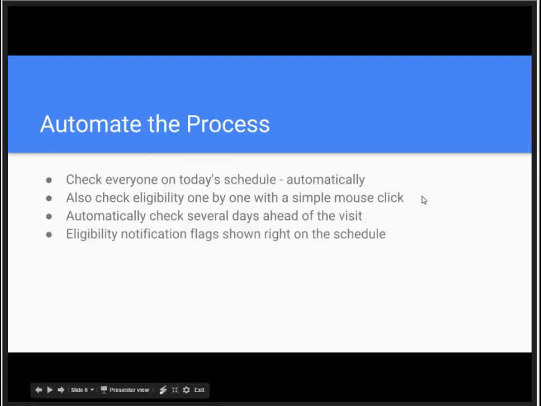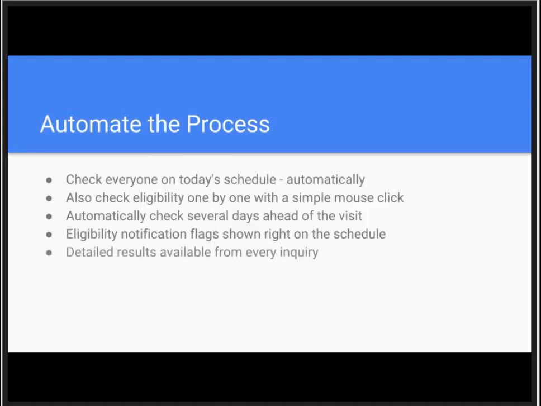The software will put flags on the schedule, and I'll show you what those look like, showing you whether or not the eligibility has been processed. It will also put the detailed results from a 271 report directly into that patient's scheduled appointment. I'll show you what that looks like.